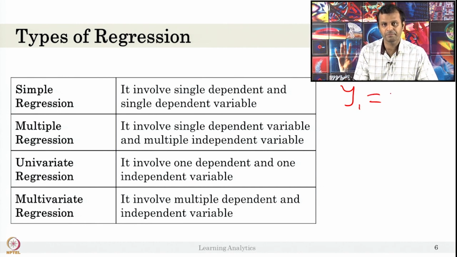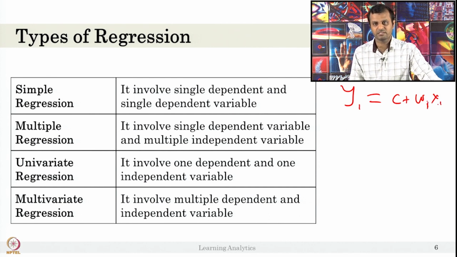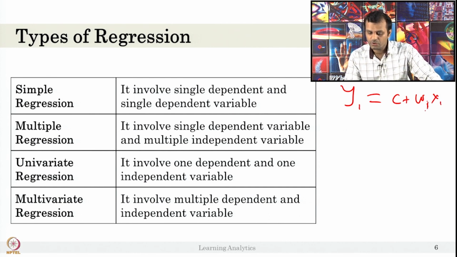the weight or intercept. So, c plus weight 1 times x1, or y equal to mx plus c. So, the weight is this. There is only one independent and one dependent variable here. That is called very simple regression, like simple regression.